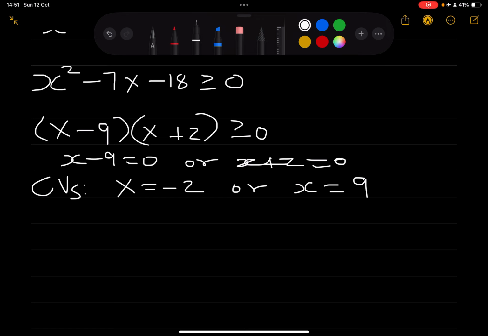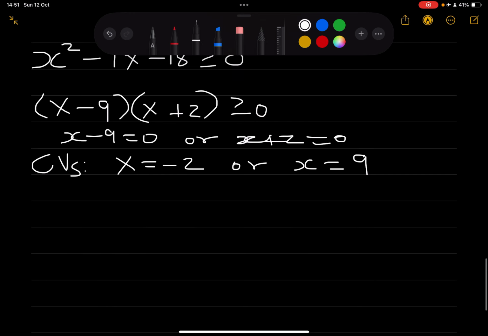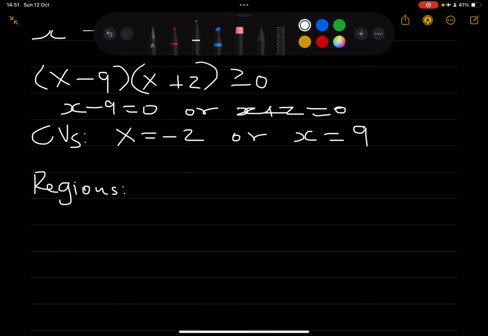And now we're going to have 3 regions. I'm going to write them all. I'll say regions, and this is where our solutions lie. You can agree that we're going to have numbers that are less than negative 2, so x will be less than or equal to negative 2. We're going to have numbers that are in between negative 2 and 9, so that is the second region: negative 2 is less than or equal to x, which is less than or equal to 9.